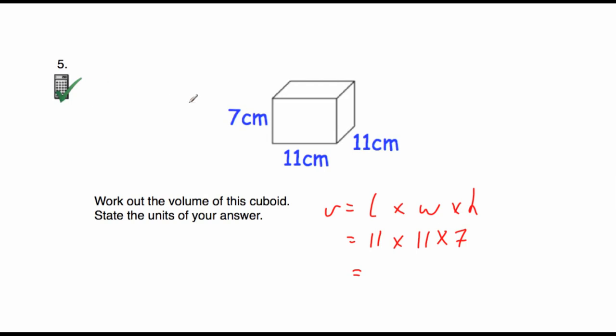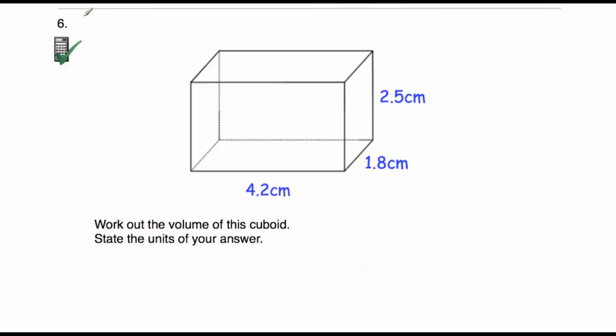And this is a calculator question, so 11 times 11 times 7 is equal to 847. So the answer would be 847 centimeters cubed. Okay, let's have a look at question number six.